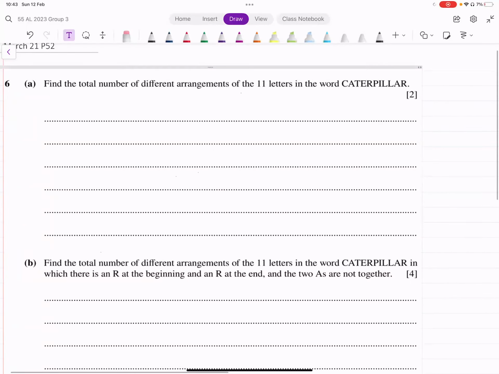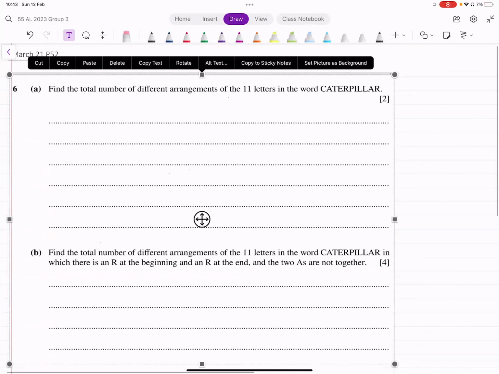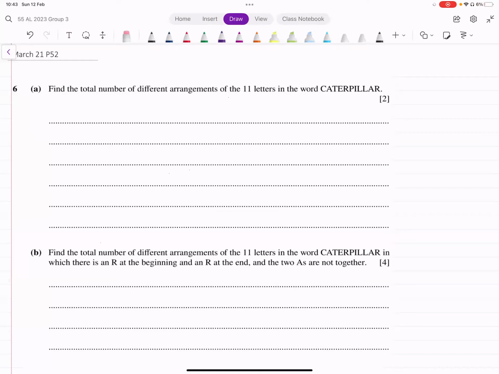All right, so we need to find the number of different arrangements of the 11 letters in the word caterpillar. That's pretty straightforward. 11 factorial divided by the repetitions. You can see what are the repeated letters. R is coming twice and L is coming twice. Actually, don't repeat हो रहे हैं. So that's 11 factorial over 2 factorial over 2 factorial.